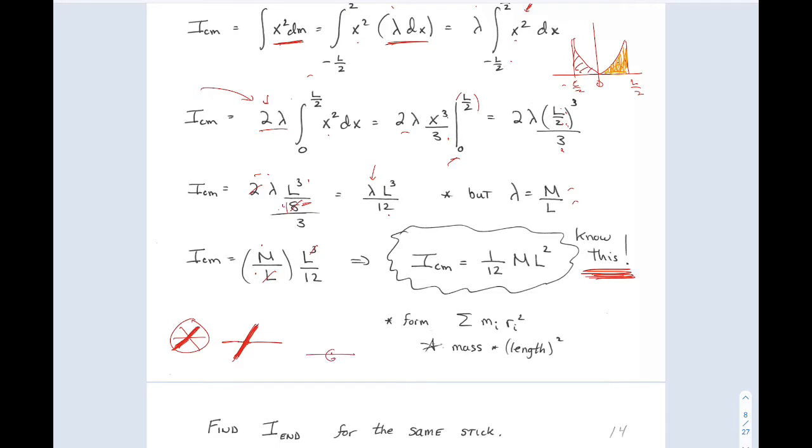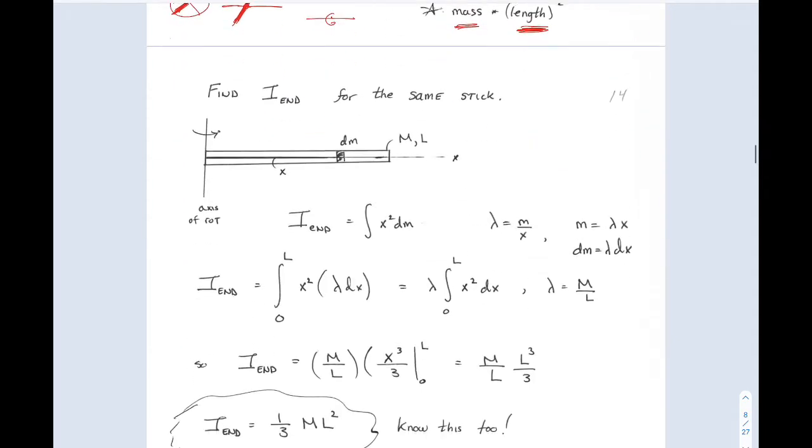Now remember when we did moment of inertia for a point particle, it has the form mr squared. So it's a mass times a length squared. There's always going to be an m, and there's going to be a length squared. Well, what length is associated with a stick? L, the length of the stick. So it has the form ml squared. The 12th just comes out of the integration. So you just need to know that.